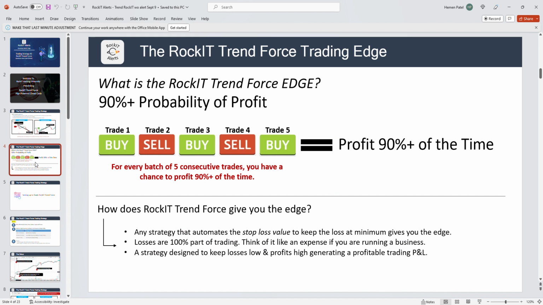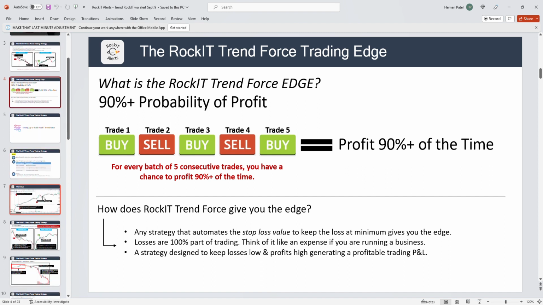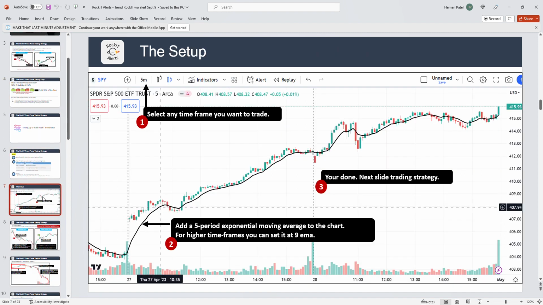Rocket Trend Force delivers profit 90% or more of the time. So a consecutive batch of 5 trades will definitely put you in a positive P&L. This is huge, because this is how we want to develop algos, where you do a batch of 5 trades continuously on a particular symbol, and you will realize profit 90% of the time. It's very simple, and after this I'll just show you some examples.